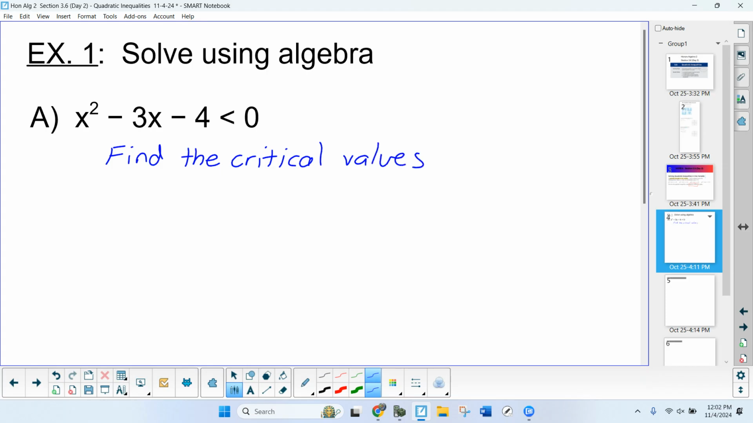So let me make sure you got it copied down. Solve x squared minus 3x minus 4 is less than 0. And the first thing we're going to do is find the critical values. The critical values are just the solutions to the equation x squared minus 3x minus 4 equals 0. So first we're just going to solve this quadratic.